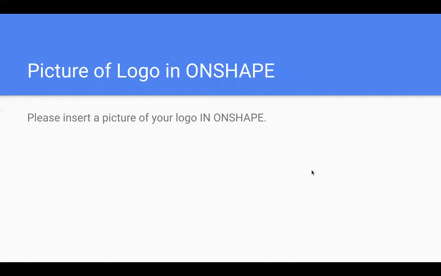Then what you're going to do is take a picture or a snipping of your image in Onshape and add it in here. You can even share it with me. I can put my email and link in the slideshow and in the description.